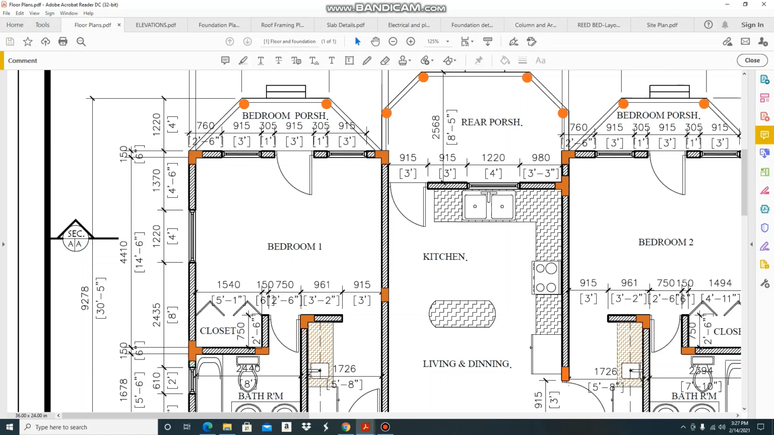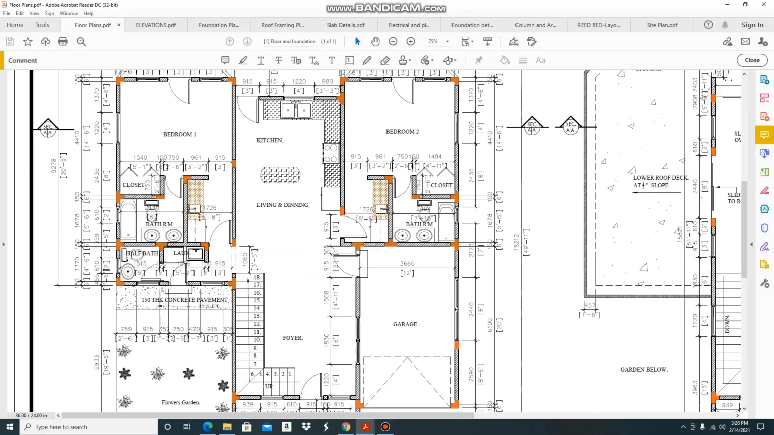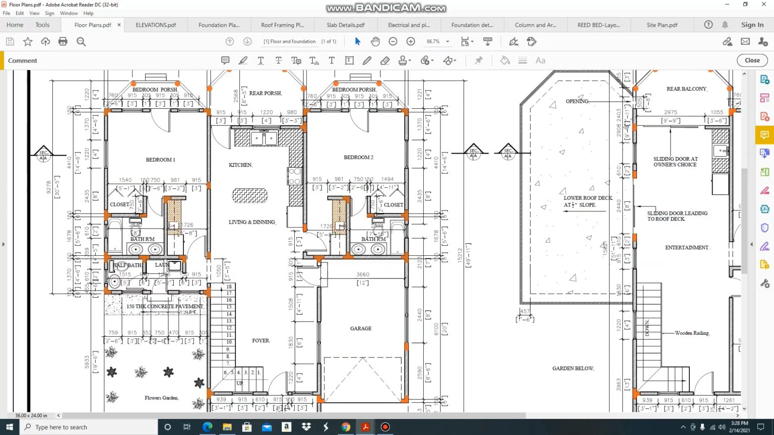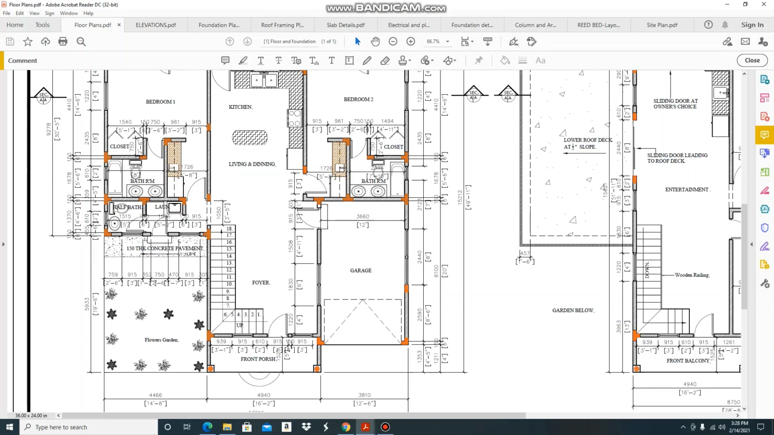And a critical piece of information that I should point out to you where floor plan is concerned is that your floor plan is cut 4 feet above your finished floor level. Always remember that your floor plan is cut 4 feet above your finished floor level. So when you cut that building 4 feet above your finished floor level, you're looking down.